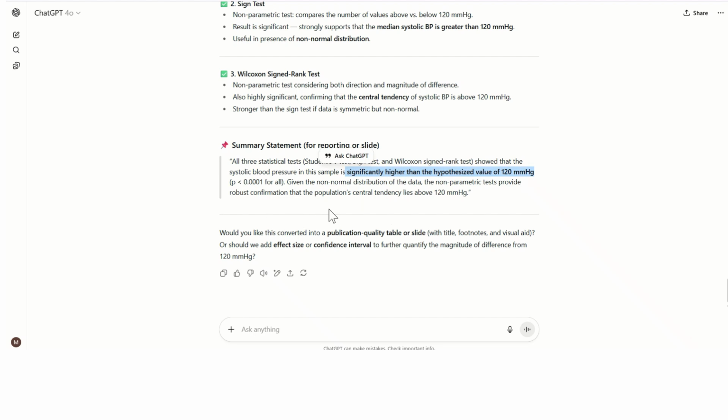But there would be situations when you will have conflicting results. With the parametric t-test you might have, say, no difference, and with the non-parametric test you get a statistically significant difference. So in that case, if the data was non-normally distributed, you will choose the non-parametric test as your final decision.